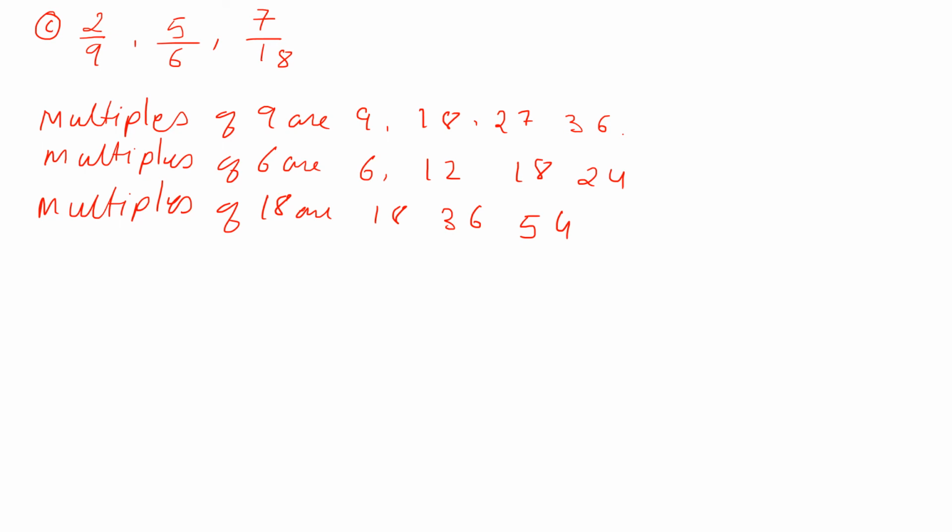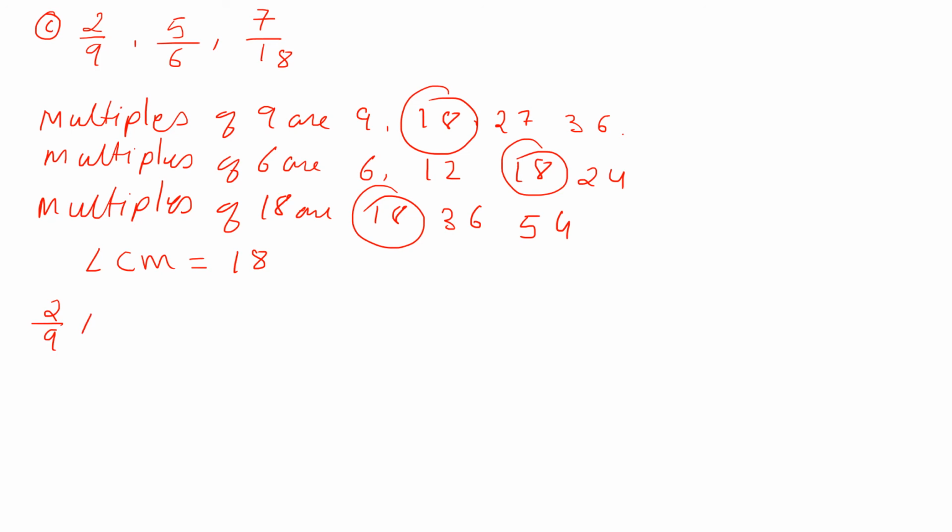Now let's see which one is the common one. So here 18, 18 and here also 18. So LCM is equal to 18. Now here we make 2 by 9 multiplied by dash is equal to 18. So 9 2s are 18, so 2 2s are 4.